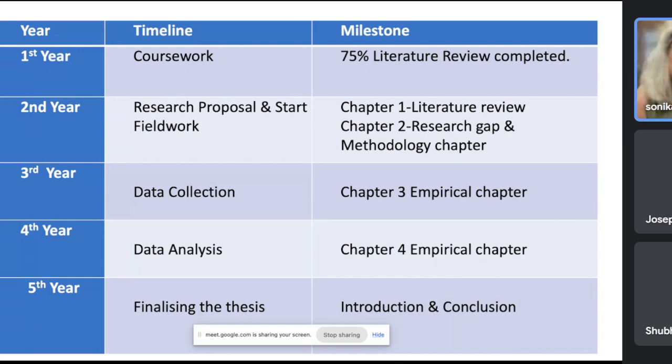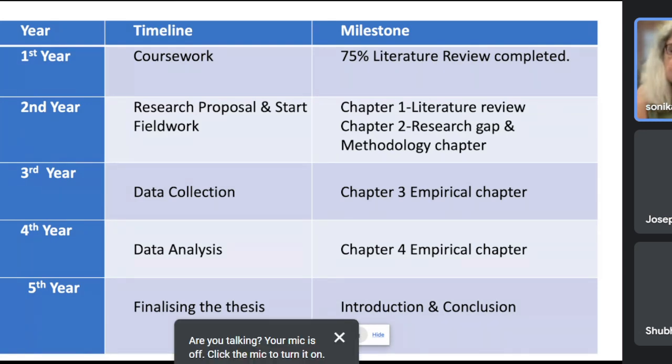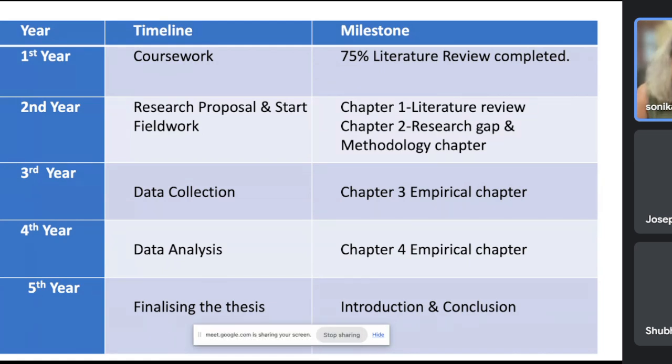So you cannot identify a research gap till your literature review is complete. If you're going to wait till the second year to start doing your literature review, your research proposal will automatically get pushed to the second half of your second year, might even get pushed to the third year, right? Which will delay your timelines.